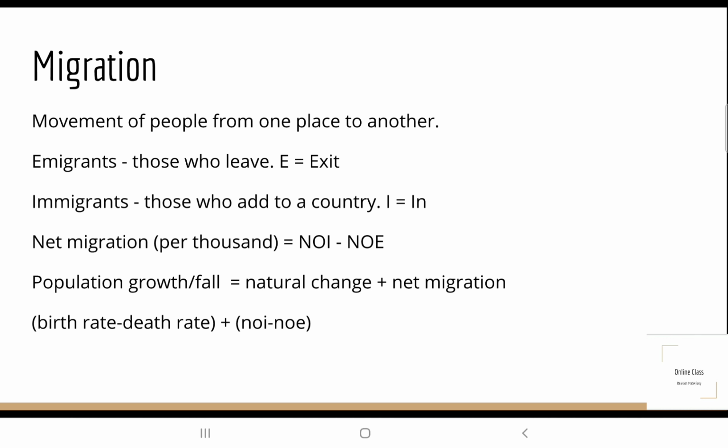So if we want to work out the overall population growth or the overall population fall, then what we need to do is find out the natural change. The natural change is the birth rate minus the death rate, and then we add to that net migration. Net migration is the number of immigrants coming into a country minus the number of emigrants who leave the country. And so that's how we find out the population growth or fall overall, including migration.